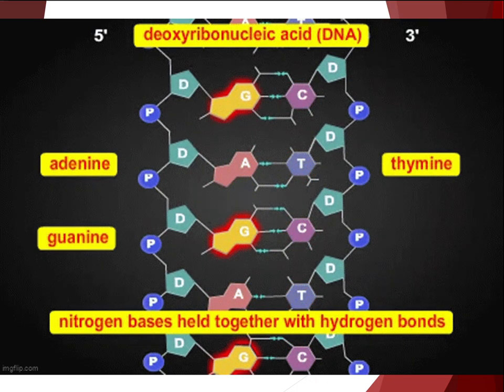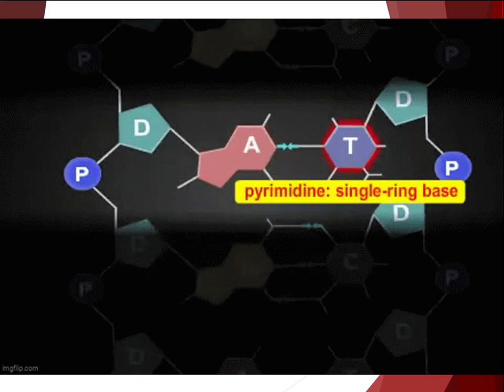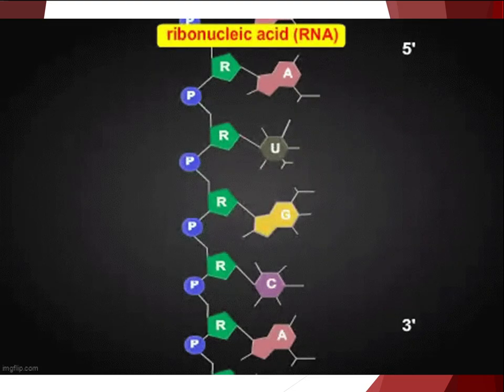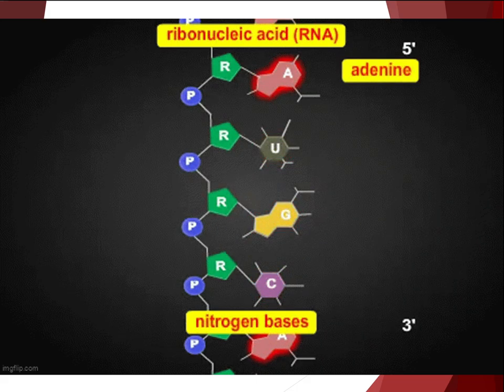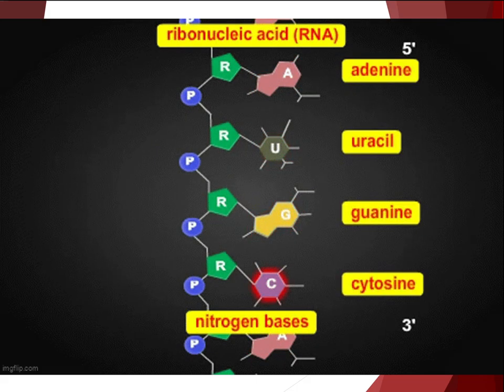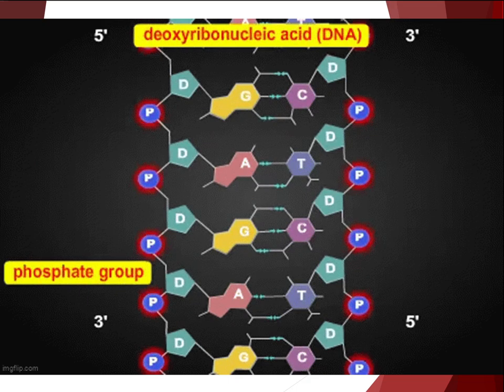In addition to the bases, nucleotides also contain a 5-carbon sugar, which is called deoxyribose in DNA and ribose in RNA, as well as a phosphate group. The sugar and phosphate groups of adjacent nucleotides bond together to form a backbone.